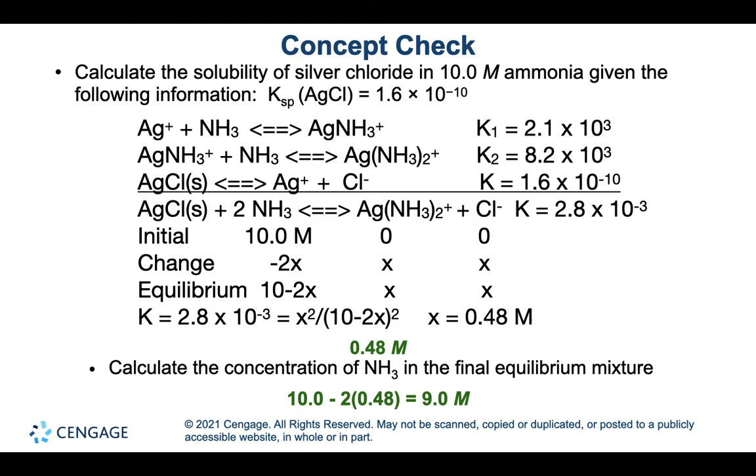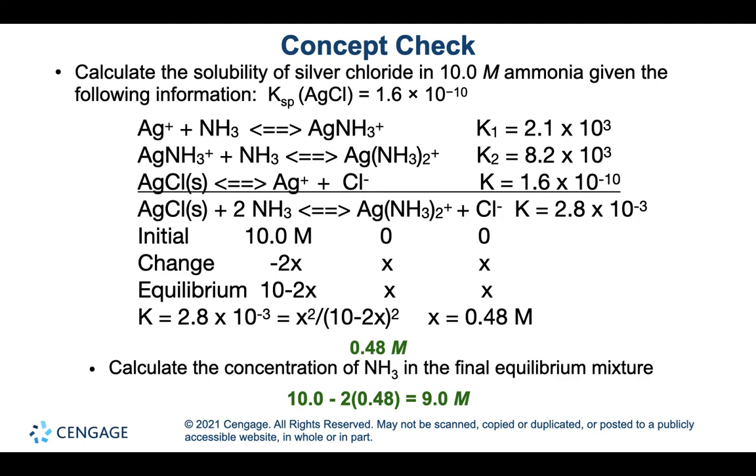And now we set it up as an ICE table. For our initial, we don't care about the concentration of AgCl solid because it's a solid. Our initial molarity of ammonia is 10. We don't have any of the complex ion yet, and none of our chloride has dissolved yet at the start of the reaction. But then as it shifts to the right, it's going to be minus 2x, plus x, and plus x. So the equilibrium is going to be 10 minus 2x, x, and x. So we end up with 2.8 times 10 to the minus 3, the K for the reaction, equal to x times x divided by (10 minus 2x) quantity squared.